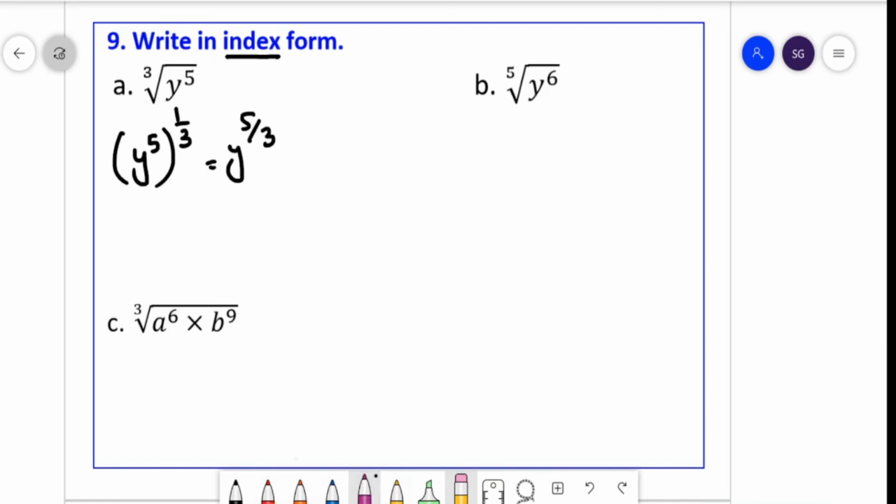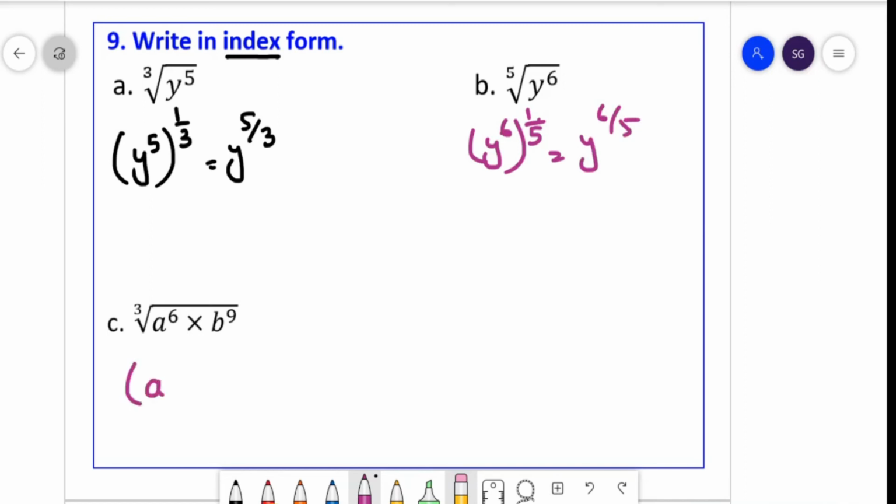Let's give it a try here. This is y power 6, and this is the fifth root taken. So fifth root means 1 over 5 of the power, and then power of powers, the powers are multiplied, so 6 over 5. And for this one, we have the cube root of all of this.